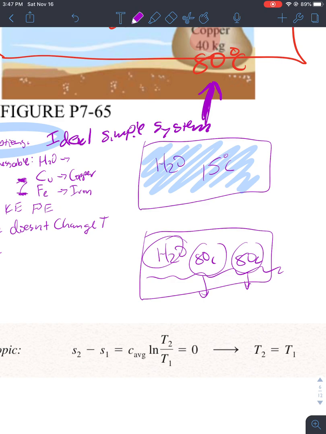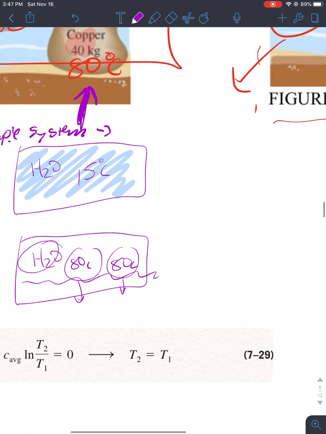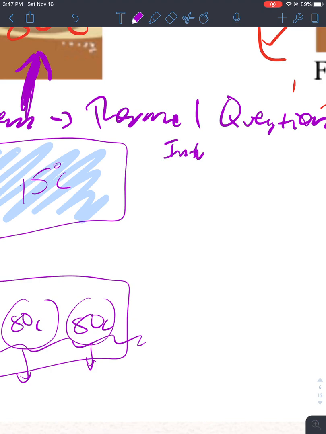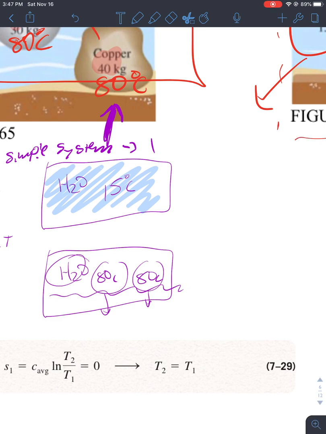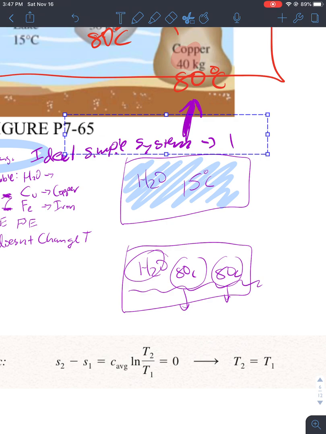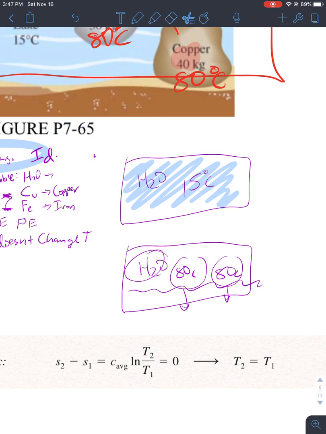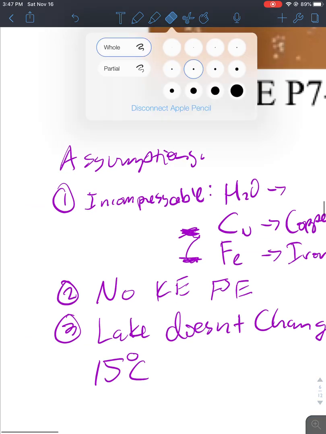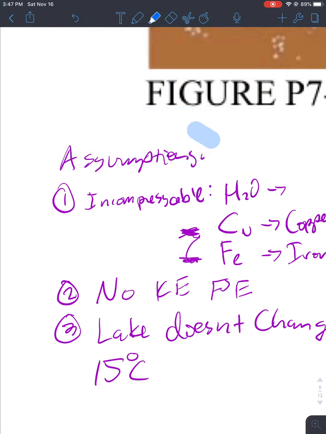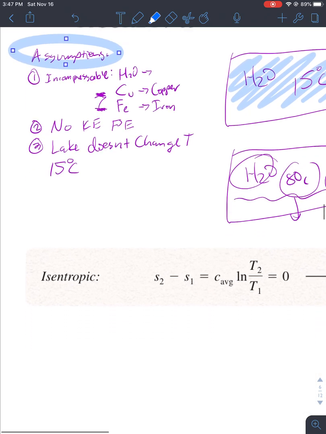The reason for this is just a Thermo 1 question, which means it's just introductory. So let's erase this to make things clean. All right, there are the assumptions.